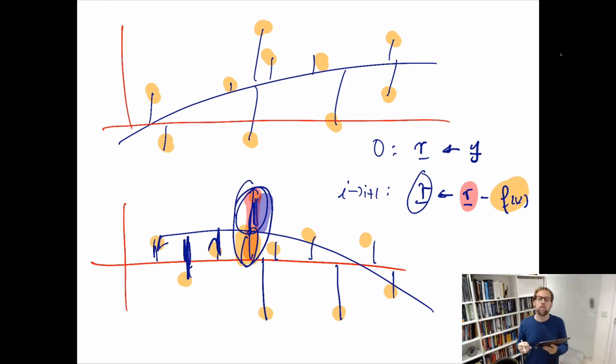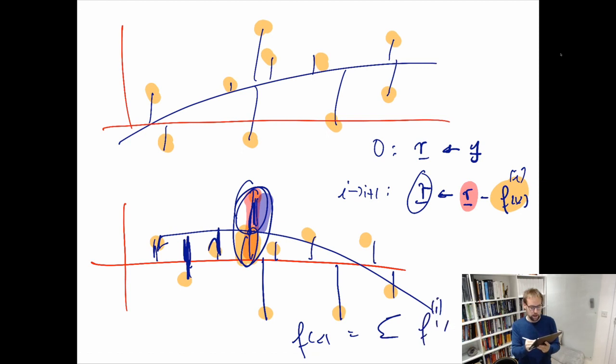But importantly, what would be my final function would be just a combination of those functions. Each time I fit a function, my final function will effectively be a sum of the original functions. So if I do this I times, then my final prediction function f of x will just be the sum of f_i of x.